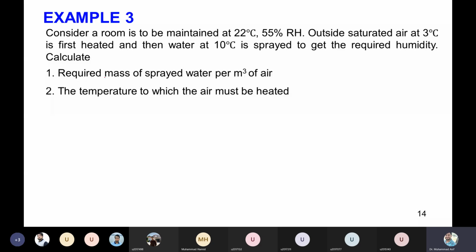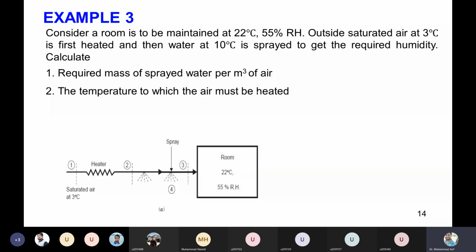So let me draw that process. This process says that there is a room. Let's say this is the room. In that room, you need to have the temperature equal to 22 degrees C and 55% relative humidity. Let's say this is a comfort zone, so you need to maintain that comfort zone. However, the outside air is saturated air, right? That's saturated air at 3 degrees C. That's much cooler, right?